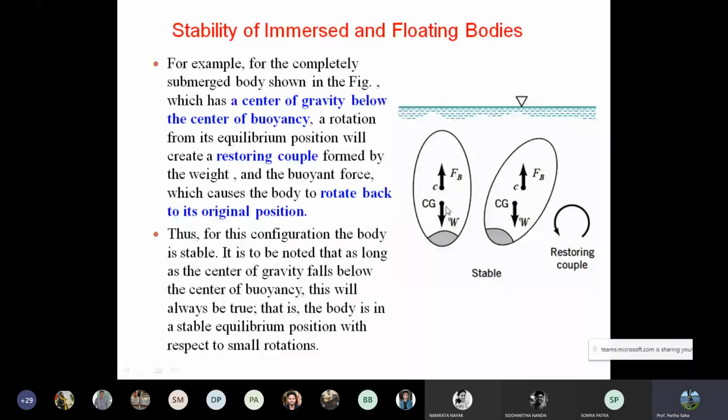This is the weight of the body, which is acting downward, right? This is the center of gravity, CG. And another is the buoyant force, which is acting upward, given by FB. And C is the centroid, right? The moment the body is tilted to this position, what happens? It displaces an equivalent amount of water, and the buoyancy force FB moves from its original position to this position.